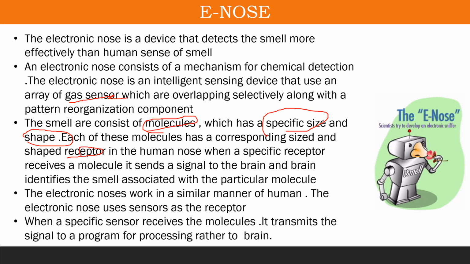In the human nose, when a specific receptor receives a molecule, it sends a signal to the brain, and the brain identifies the smell associated with that particular molecule. The electronic nose works in a similar manner to the human nose. The electronic nose uses sensors as receptors. When a specific sensor perceives the molecule, it transmits the signal to a program for processing rather than to the brain. Finally, we perceive what the smell of the product is.